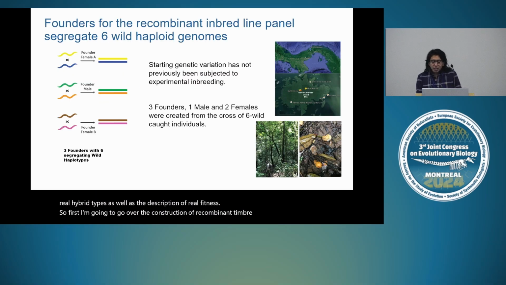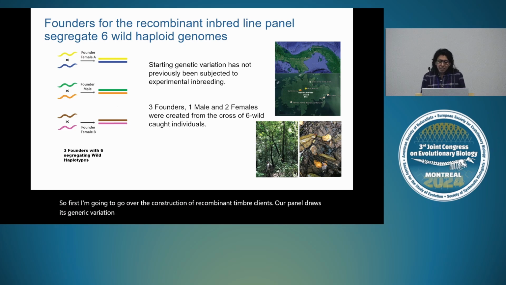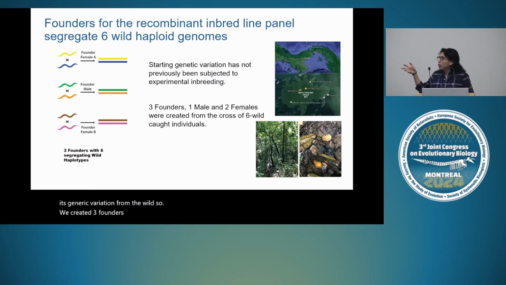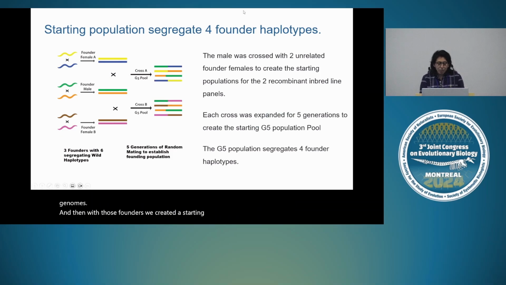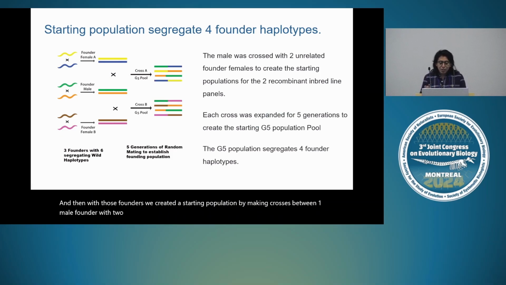Our panel draws its genetic variation from the wild. We created 3 founders from 6 wild worms, and our founders segregate 6 haploid genomes. Then with those founders, we created a starting population by making crosses between 1 male founder and 2 unrelated female founders to create a population of millions of individuals. And each of these populations segregates the 4 founder haplotypes.